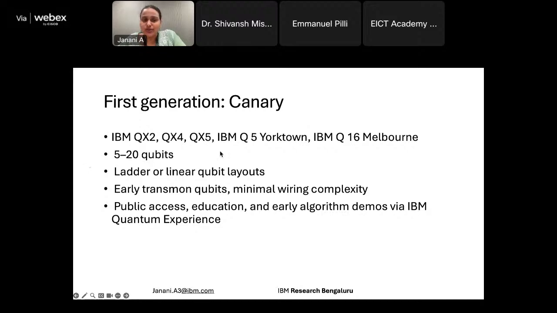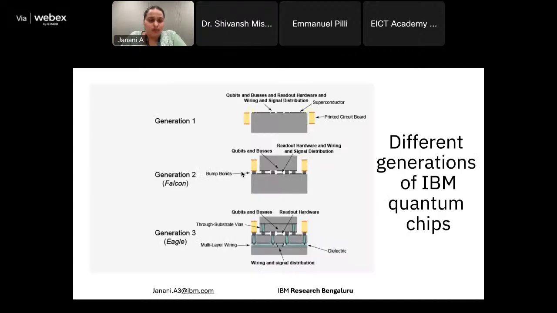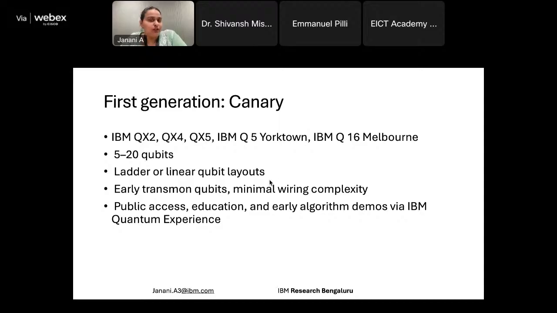So these were some of the names of the chips. You had IBM QX2, QX4, Yorktown, and IBM Q16 Melbourne. So these had ladder or linear layouts, which is a way the qubits are connected. And these are early transmon qubits with minimal wiring complexity of the structure that you saw here, right? Everything is very, very simplistic. You don't have much sophistication going on here. But I mean, this was the first of its kind, so that by itself is pretty sophisticated. So I wouldn't say it wasn't sophisticated. This is where it all started, but this is a more simplistic and minimal template of where people got started.